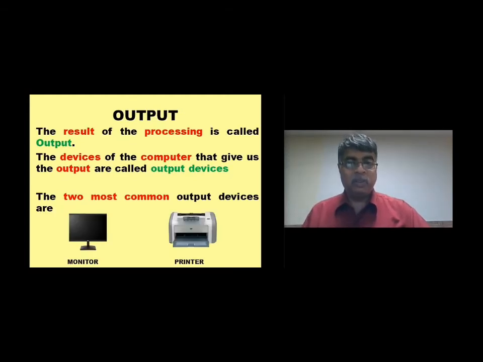The result of the processing is called output. The devices of the computer, the parts of the computer that give us the output are called output devices. The two most common output devices are monitor and printer.